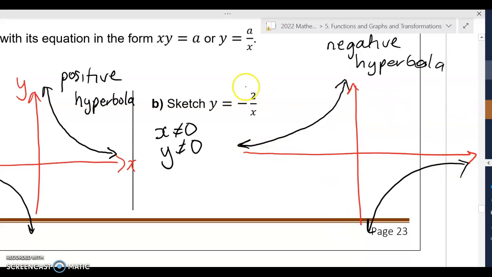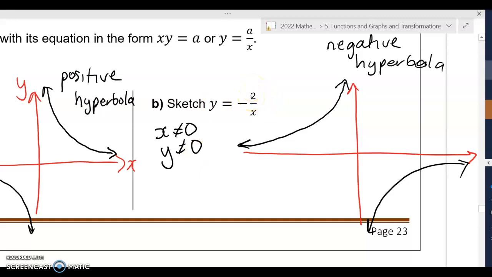So let's have a look at this second hyperbola, y equals minus 2 over x. We know it's a hyperbola because there's an x on the bottom, there's a y up here. We know it's negative, so we've got these two quadrants. We know x cannot equal 0, so that's one of our asymptotes. And y cannot equal 0, so that's another asymptote. We have a 2 on the top line here as opposed to our 1.